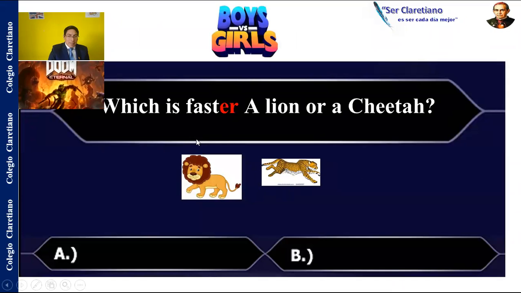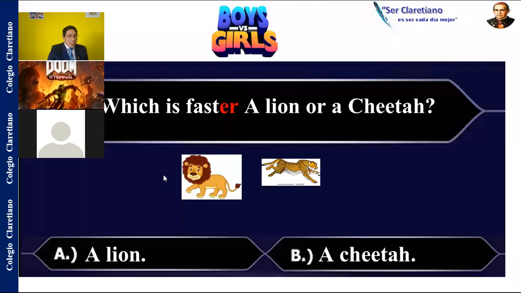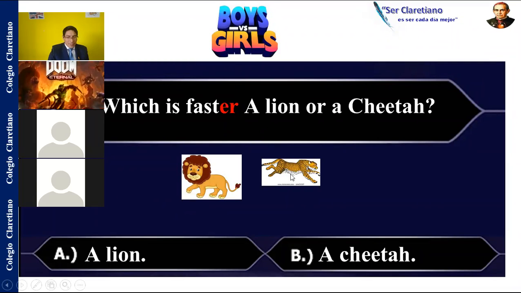In comparative, which is faster, a lion or a cheetah? You say this. Renzo, please. Which is faster, a lion or a cheetah? Cheetah. Thank you, Renzo. You see, faster, no?